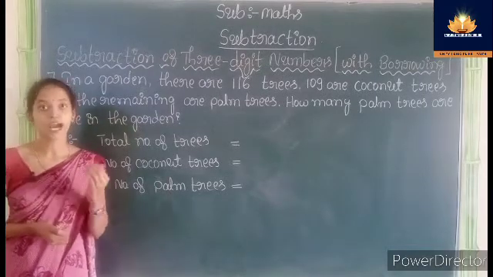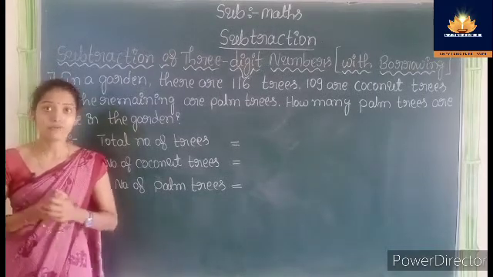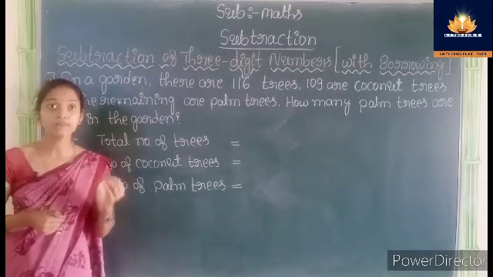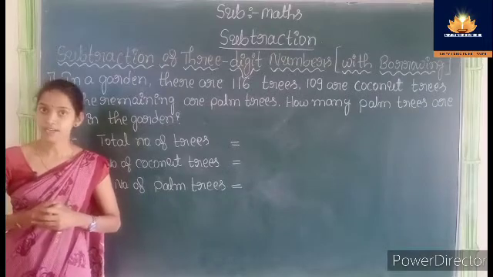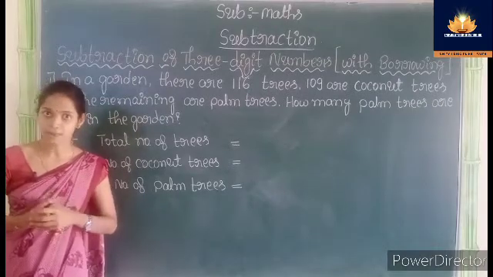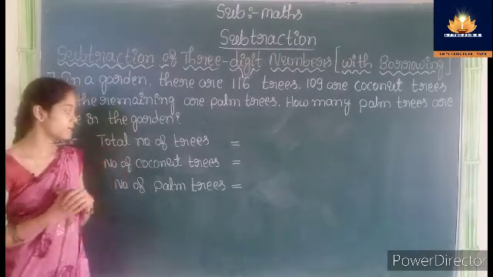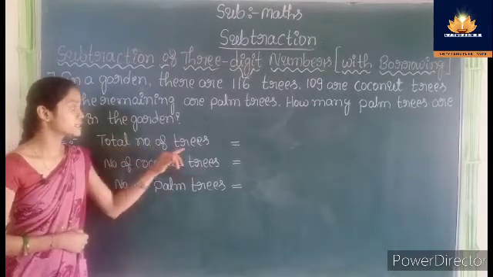For that we have to subtract number of coconut trees from total number of trees in that garden. Then we get the number of palm trees. Okay, let us find out total number of trees.